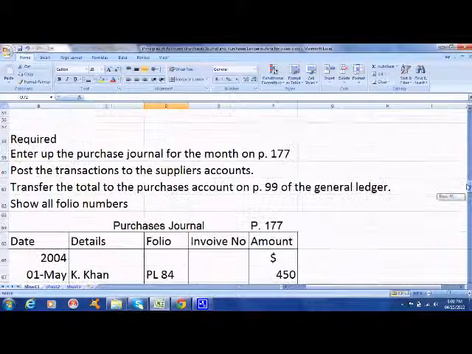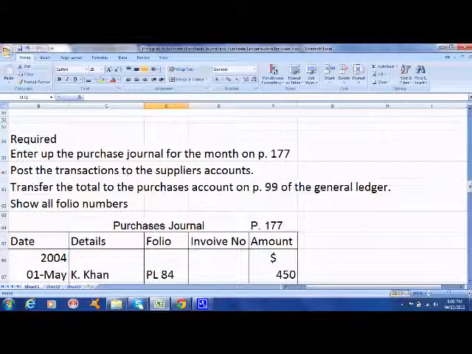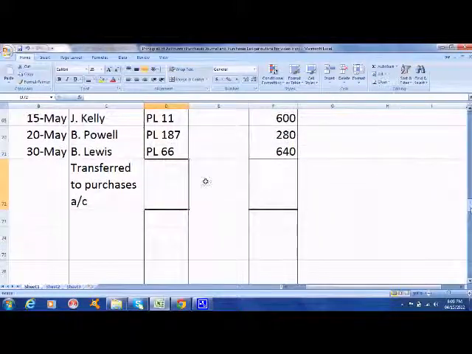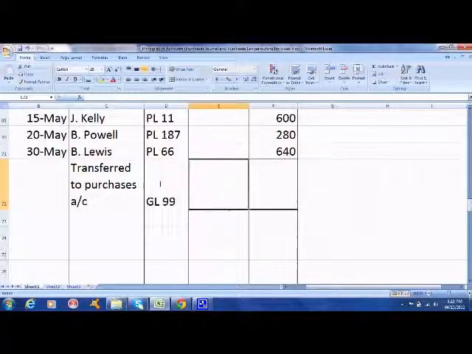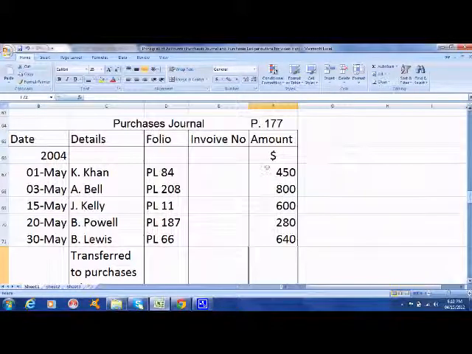What the question said, our friends: post the transaction to the supplier's accounts. Transfer the total to the purchases account on page 99 of the what? General ledger. To denote general ledger, we write GL, and then page 99 of the general ledger. Now we're gonna add up everything right here. And when you add everything right here, as I will do at this time, you will get a figure like this.